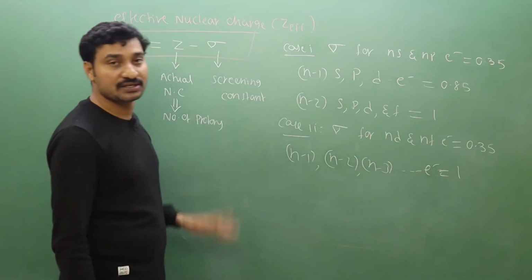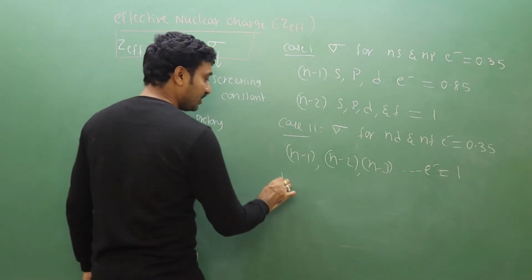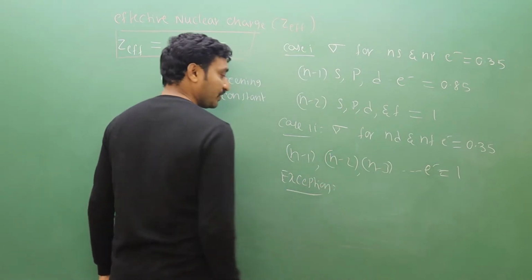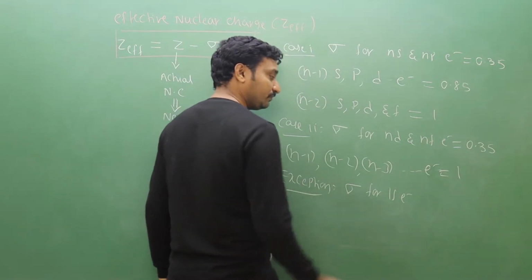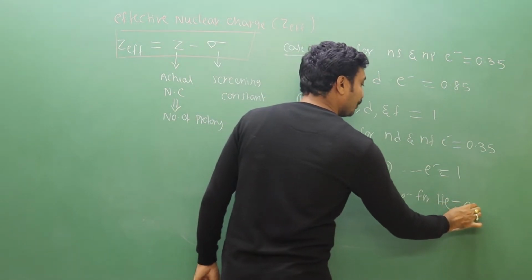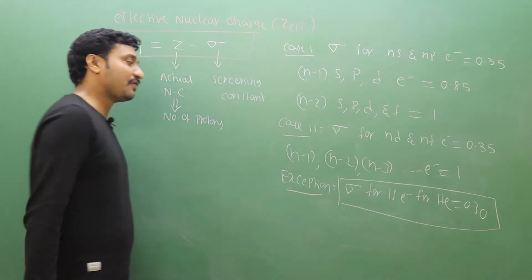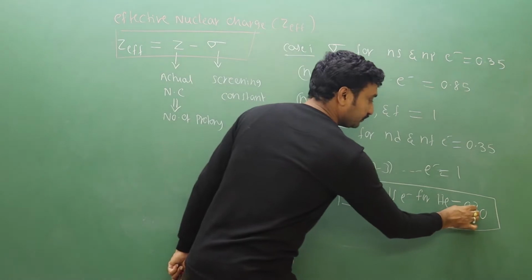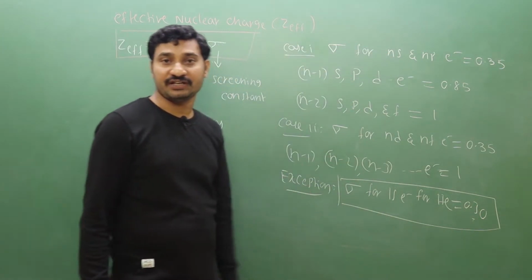Let us discuss some examples. Here one exception is there. Sigma for the 1s electron of helium is 0.30. This is the exception. That is the only exception. For the remaining ns and np electrons, it is 0.35.